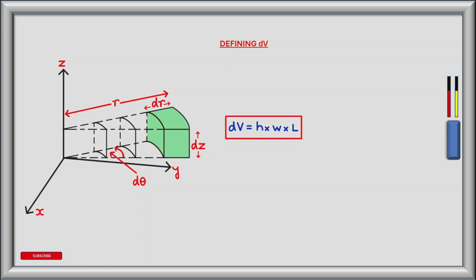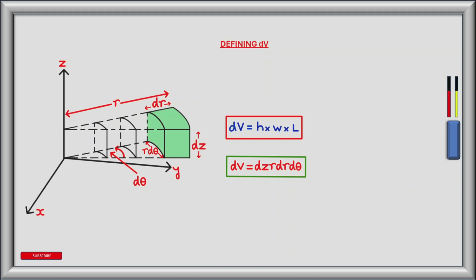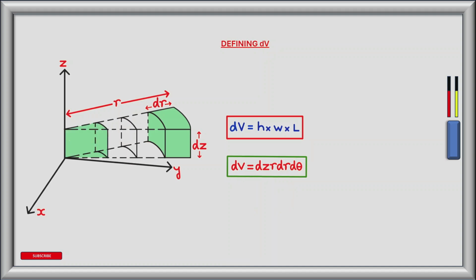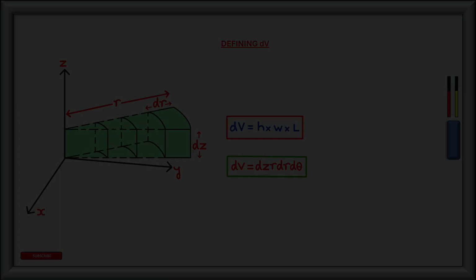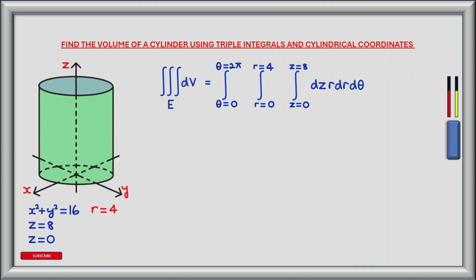Now the arc length of a circle is given by the radius multiplied by the central angle theta. In this case, theta is infinitesimally small, represented by d theta. If we now put all these infinitesimally small dimensions together, we see that the volume dV is given by dz r dr d theta. And we sum all these pieces of volume using our triple integrals to get the total volume. So now we have our triple integral where we're integrating dz r dr d theta.